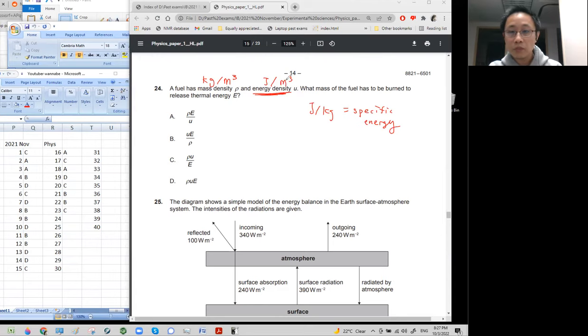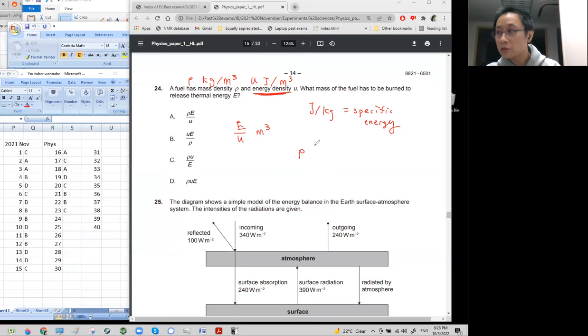So if 1 meter cube provides 1 U, then to release thermal energy E, we need E divided by U. And this is in meters cube. To convert this into mass, we need to do E divided by U times density. So I'm guessing it's A.